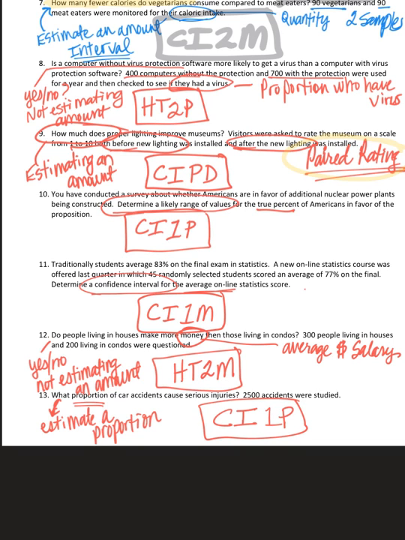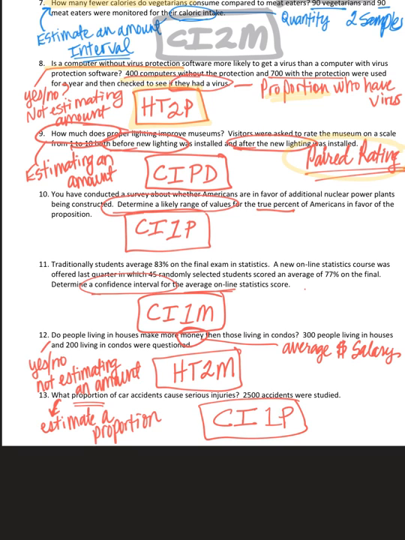Number 8. We are just wondering, is the virus protection software changing the proportion of times you get the virus, not estimating how much more likely you are? So it's a hypothesis test. We have two separate samples, 400 who have the protection and 700 who do not.